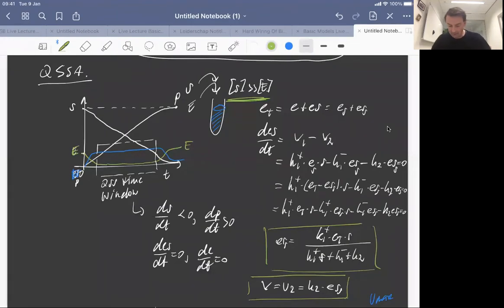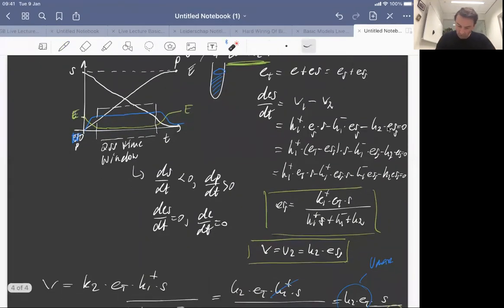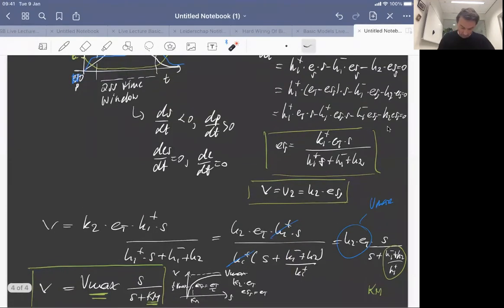Then a quasi-steady state is established, during which this holds and during which the enzyme rate depends on the substrate concentration in this manner. And this equation is called the Michaelis-Menten equation.